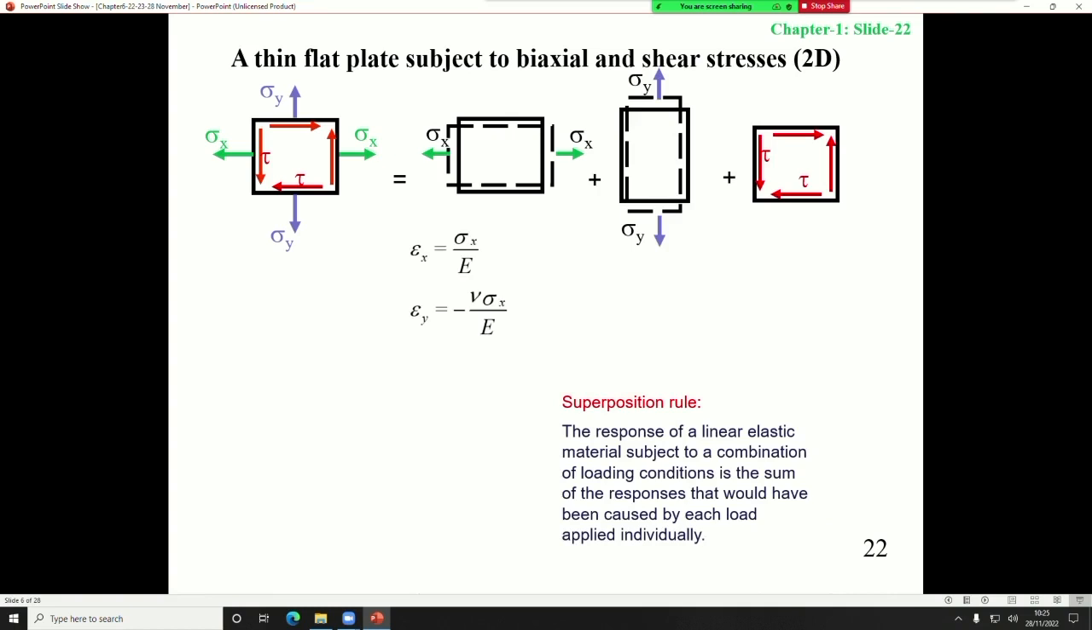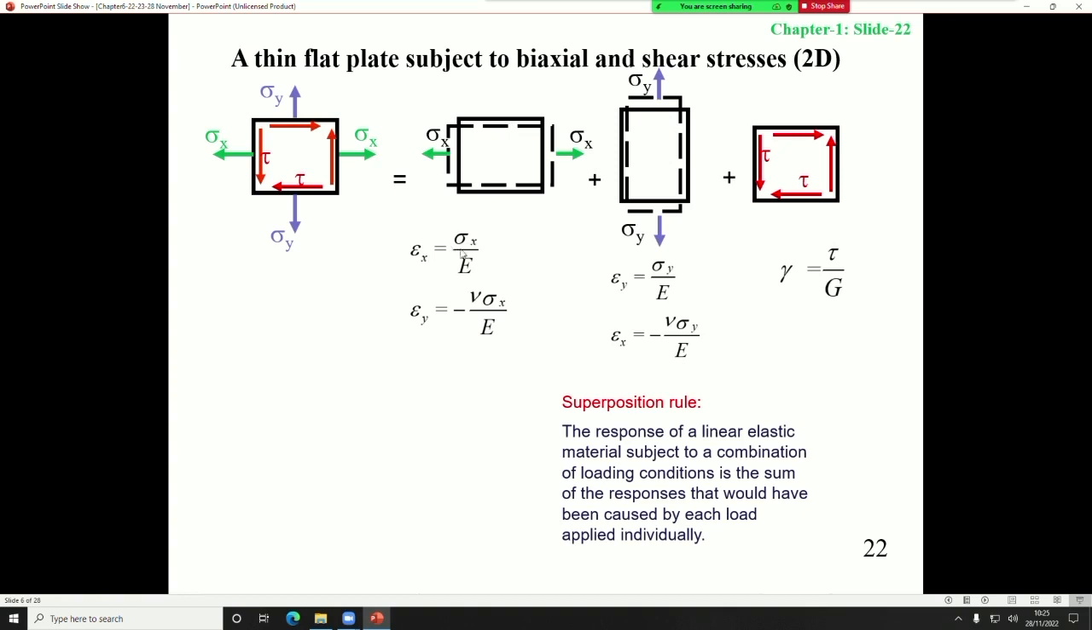So in this case, the strain in the x direction is sigma x over E, Young's modulus. In the lateral direction, we have contraction, which is minus mu sigma x over E. For the middle one, the stress is applied in the y direction. So we have extension in the y direction, contraction in the lateral direction, or x direction. And in the last one, it's just shear strain.